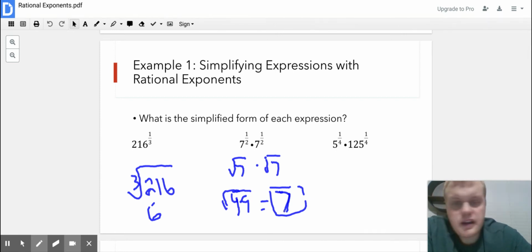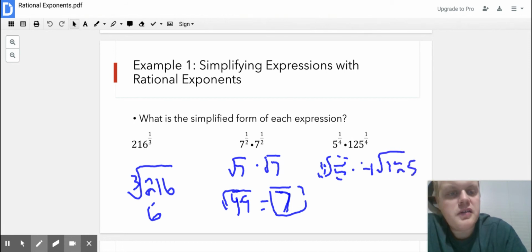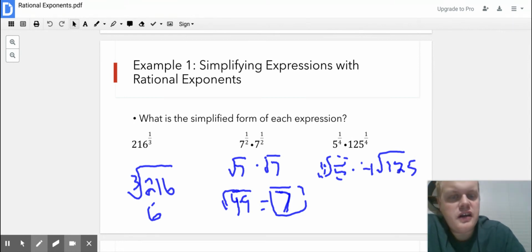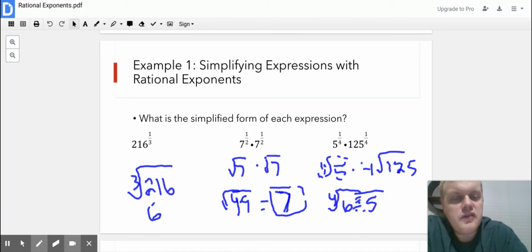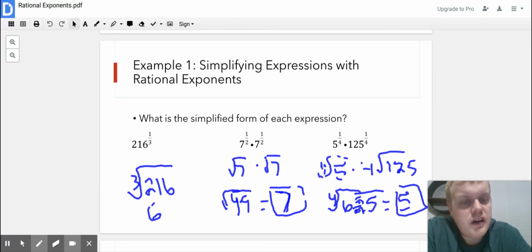All right. And then we have our last example here, 5 to the 1/4 times 125 to the 1/4. So in radical form, that should be the fourth root of 5 times the fourth root of 125. So since these radicals are the same, I can multiply these two radicals together. So I should have the fourth root of 5 times 125, which is 625. And if you go through your perfect fourths, 625 is a perfect fourth. So again, that should equal 5 when reduced.